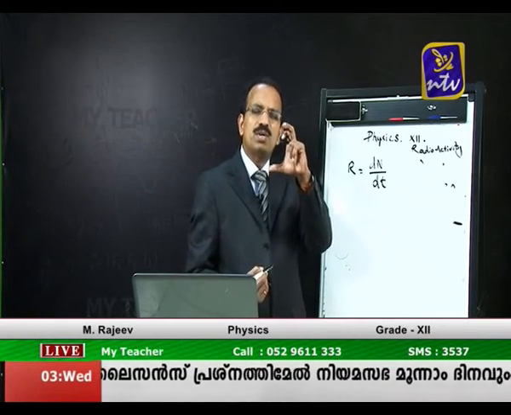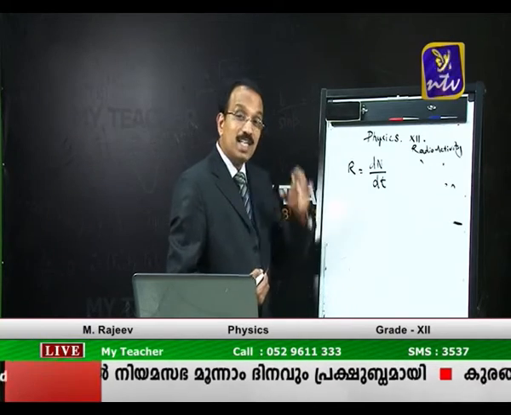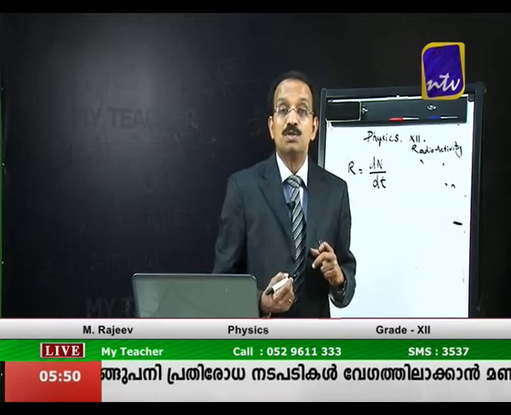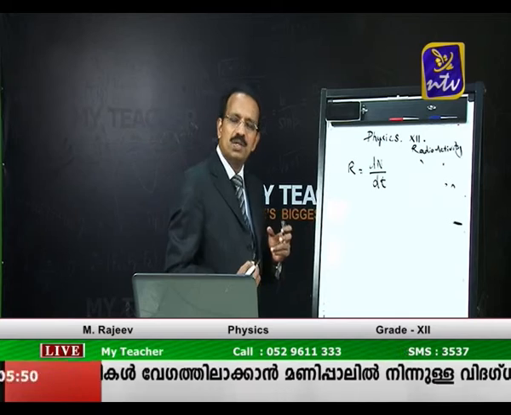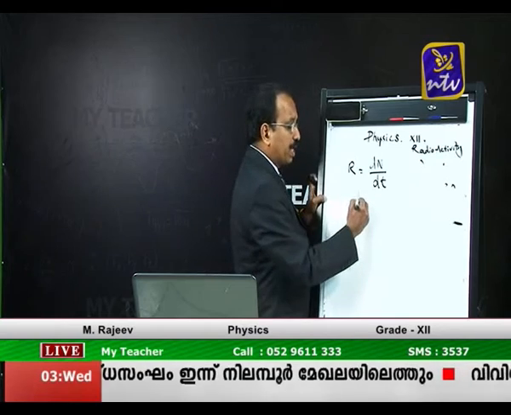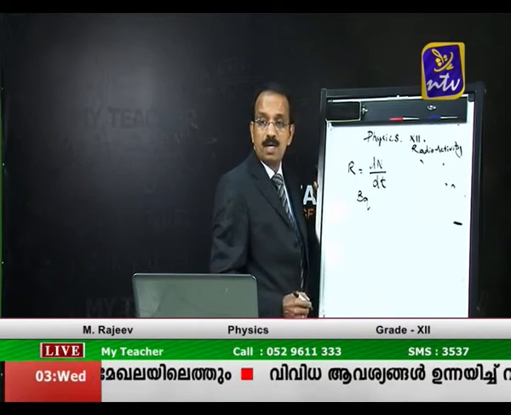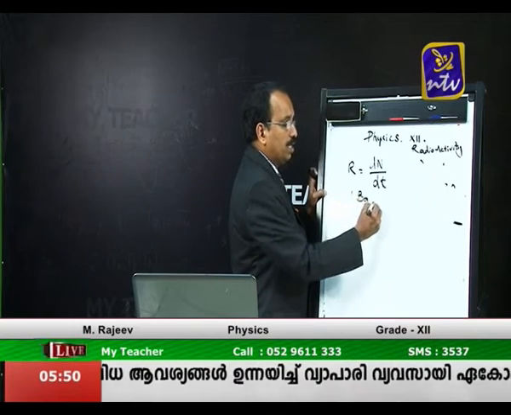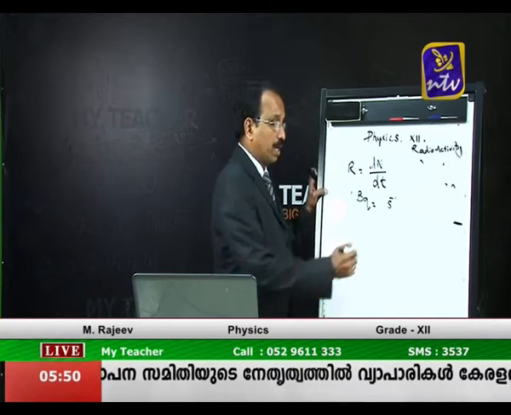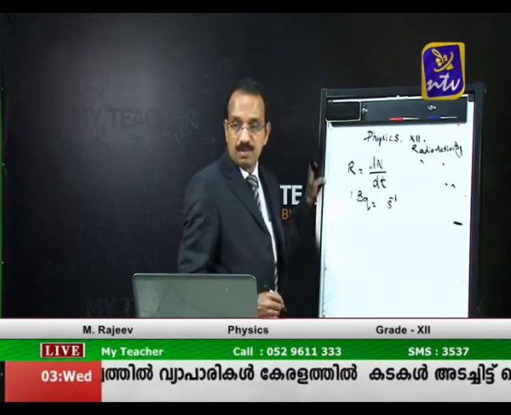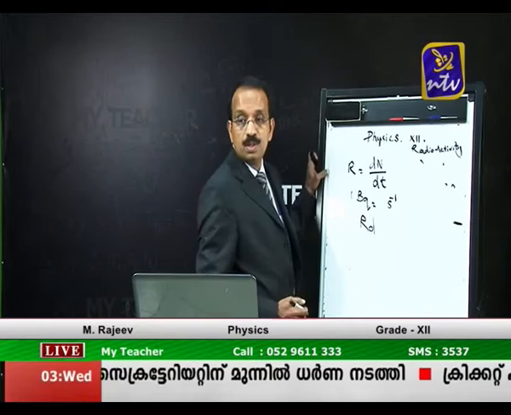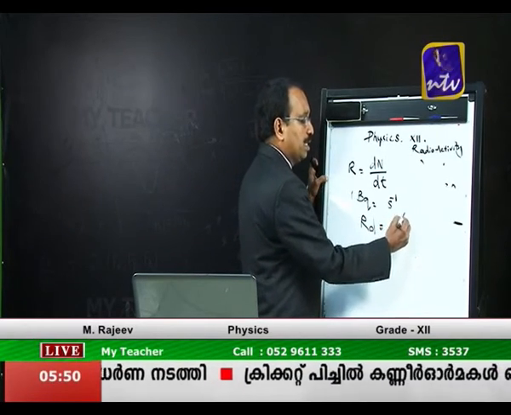Activity has some special units. That is the place where we have to remember the names of the renowned scientists Becquerel, Rutherford and Curie. The first unit is Becquerel, symbol Bq. 1 Becquerel is just 1 disintegration per second. Becquerel is the SI unit of activity. We have another unit, Rutherford, symbol Rd. 1 Rutherford is 10 to the power 6 disintegrations per second.